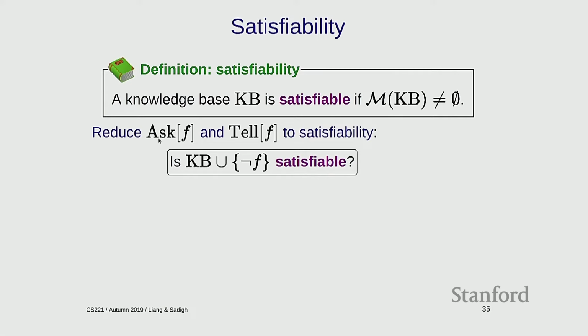So now we can reduce ask and tell to satisfiability alone. Remember, ask and tell have 3 possible outcomes. If I ask a satisfiable question, how many possible outcomes are there? 2. So how am I going to make this work? I have to probably call satisfiable twice. So let's start with asking if knowledge base union not F is satisfiable or not. So if the answer is no, what can I conclude?